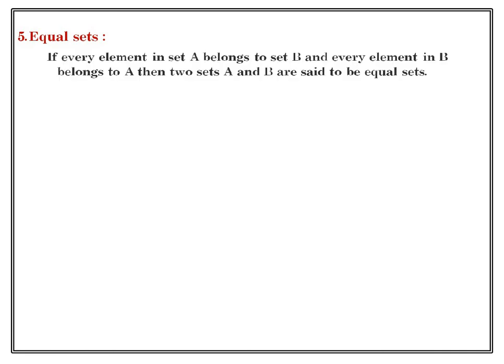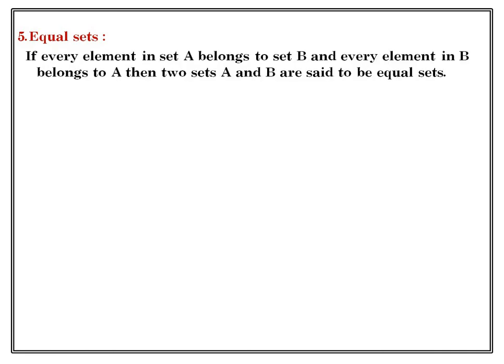Equal sets. If every element in set A belongs to set B and every element in B belongs to A, then the two sets A and B are said to be equal sets. That means elements in A should exist in B and elements in B should exist in A. Let's see the example. A = {1, 3, 5, 8, 9}. B = {5, 1, 3, 9, 8}.